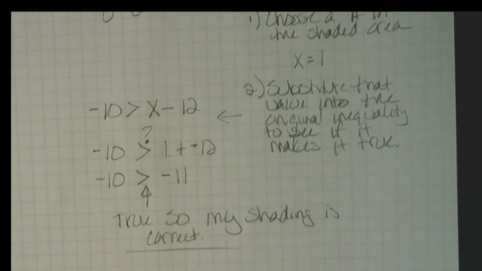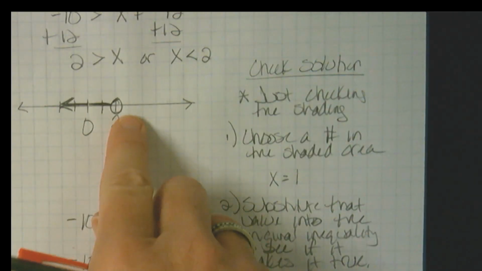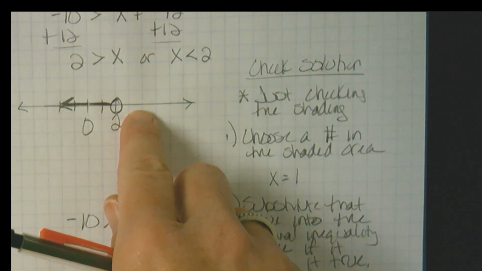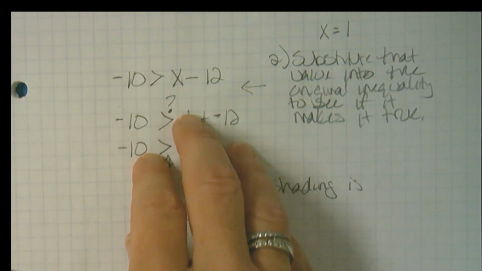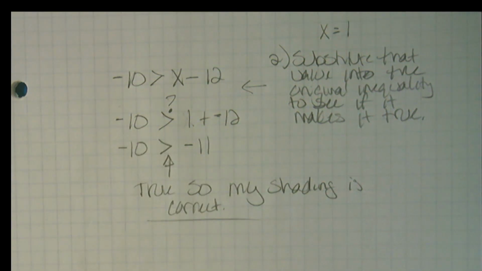If you shaded in the wrong direction, and you put a number in from your shaded area, if we happen to put a 3 in because we shaded on the wrong side, it would not make this true. So you know you shaded the wrong way. Fix your shading. Does that make sense to you guys? Questions? Alex?